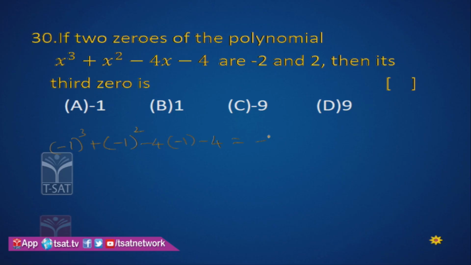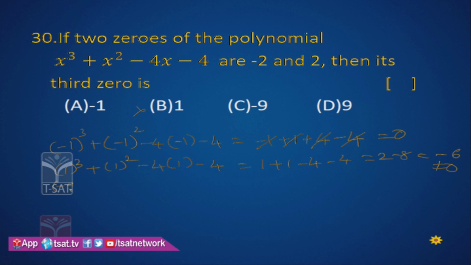Minus 1 whole cube is minus 1, plus minus 1 whole square is plus 1, minus into minus is plus 4, minus 4 minus 1 plus 1 gets cancelled, 4 minus 4 gets cancelled, 0. Then you substitute 1 here: 1 plus 1 minus 4 minus 4, that is 2 minus 8 equals minus 6. So this is not equal to 0. So this is not correct.